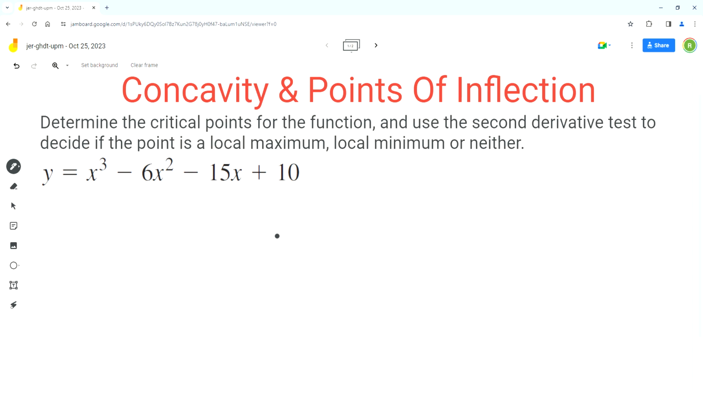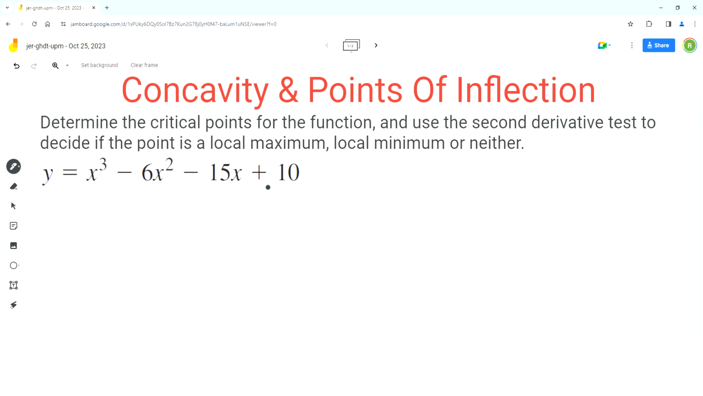So in this video, we'll solve this problem using the concepts of the second derivative test. As per the problem, determine the critical points for the function and use the second derivative test to decide if the point is a local maximum, local minimum, or neither. The given function is y equals x cubed minus 6x squared minus 15x plus 10. So this is a polynomial function.